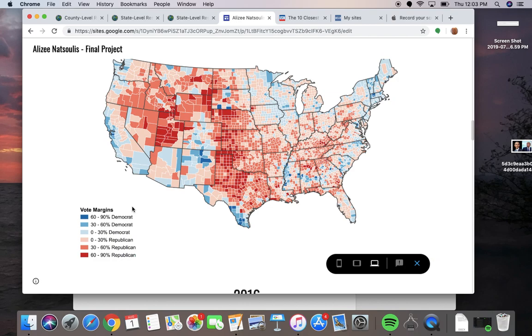So I used a diverging color scheme because the values for the margins go outward in both directions from a midpoint, which is 0. And I used a standard blue for Democrat, red for Republican, and I used lightness to indicate lower margins and darker colors to indicate higher margins.